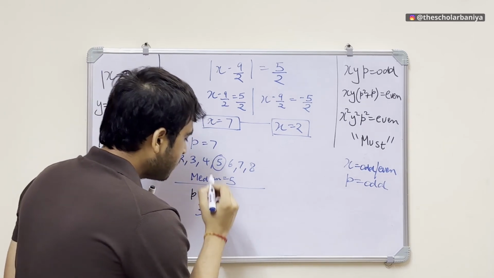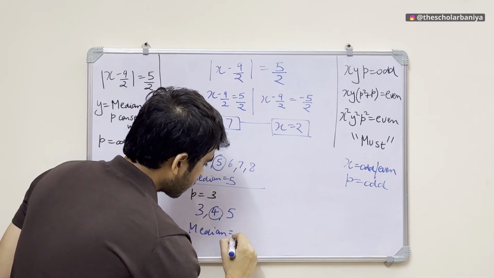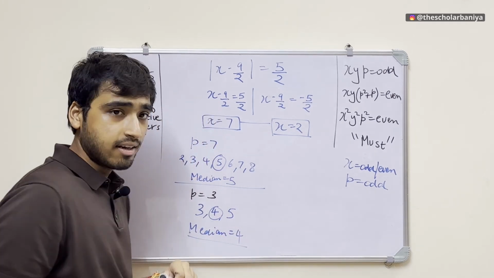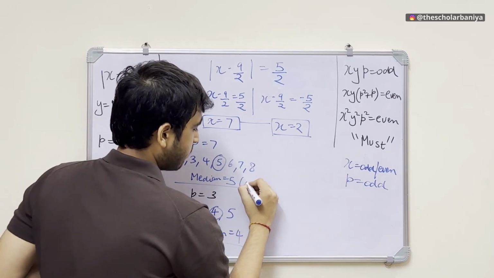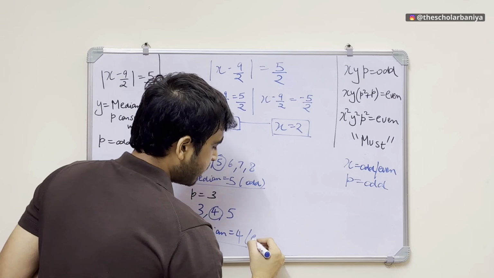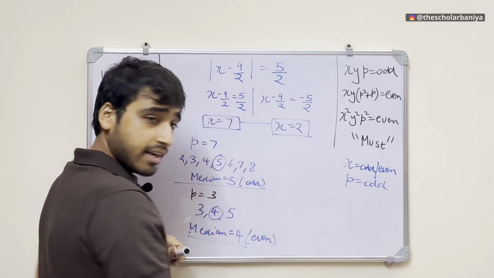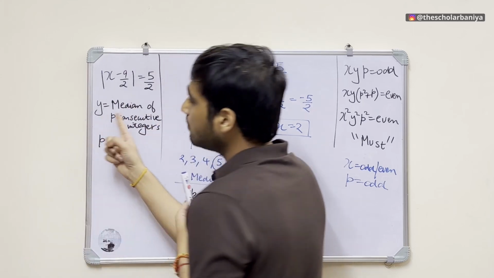So the second term is 4. So that means the median in this case is equal to 4, right? In this case, you saw the median is 5, which is odd. In this case, you saw the median is 4, which means it's even, right? That means the value of y, because y was the median, right?